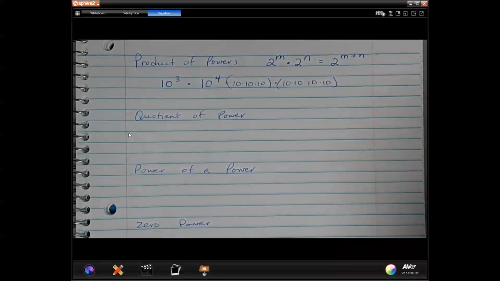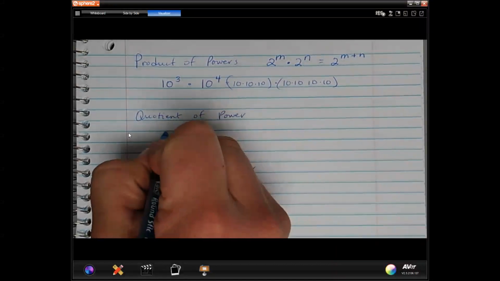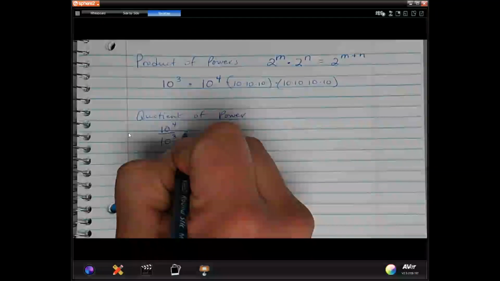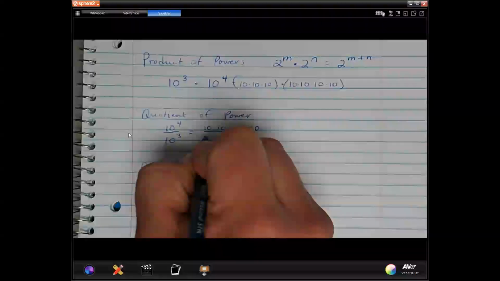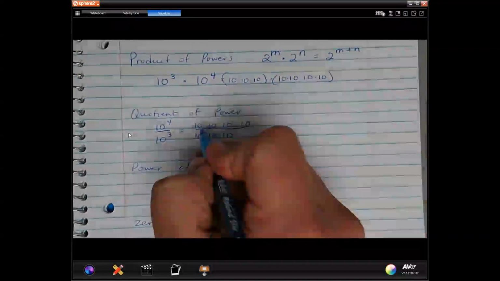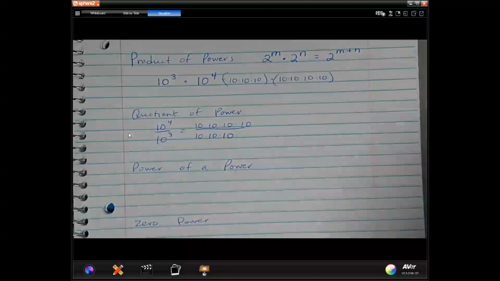When we talk about the quotient of powers, we're talking about division of powers. We would simply see something like this. Let's take our values 10 to the fourth divided by 10 to the third. And we can recognize 10 times 10 times 10 times 10 divided by 10 times 10 times 10. As we can see, we have our numerators all listed out in expanded form, and denominators in expanded form.